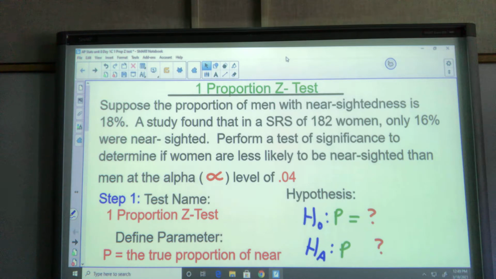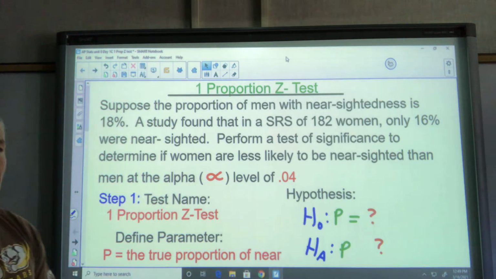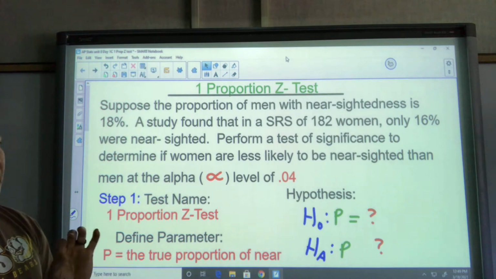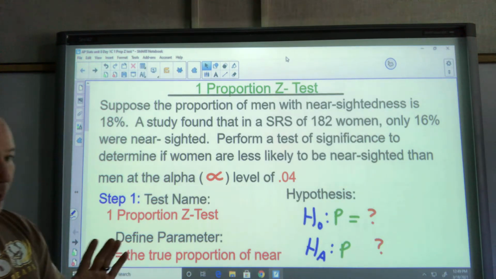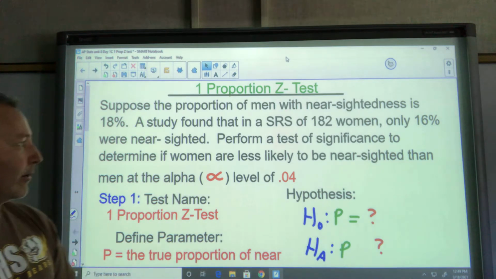than men. At the alpha level of 0.04, so that's not normally in the problem. That changes my level, where if it's lower than 0.04, then I'm going to reject it. Where normally if it was lower than 0.05, I would reject it.